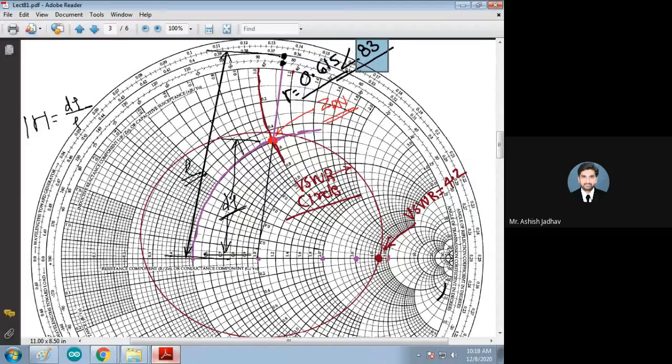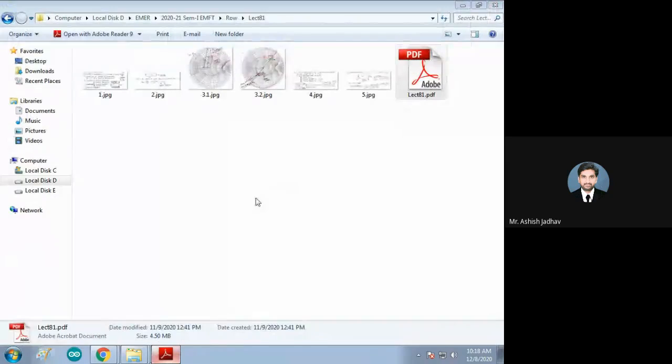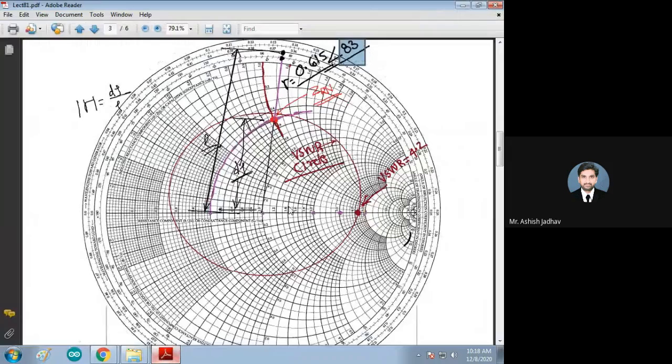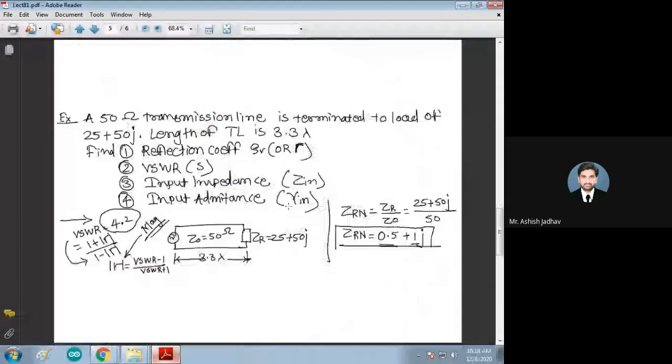आता याच्या पुढे जाऊन जसं मी सांगितलं, तुम्हाला आणखी 2 पॅरामीटर्स कॅल्क्युलेट करावे लागतात आणि ते पॅरामीटर्स म्हणजे Zin आणि Yin. ठीक आहे. तुम्हाला त्याच्या पुढे जाऊन इनपुट इम्पेडन्स आणि इनपुट ऍडमिटन्स कॅल्क्युलेट करायचं आहे. पहिला आणि दुसरा पॉइंट कॅल्क्युलेट झाला.